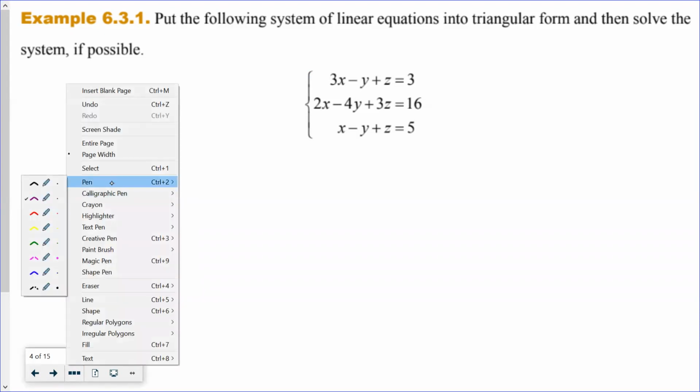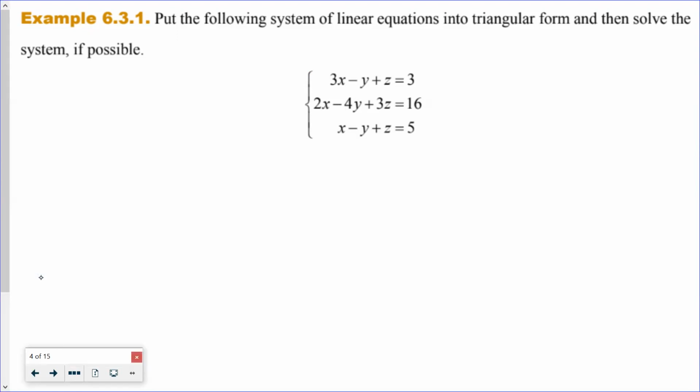What I'm going to do first is label these. This is row 1, this is row 2, and this is row 3. Okay? Now, actually, you know what? I'm sorry, I'm going to erase that. I'm going to write it as lowercase, and you'll see why. Row 1, row 2, row 3.